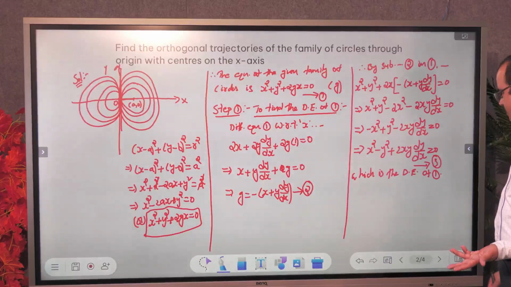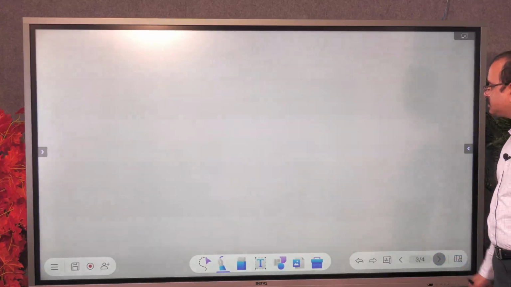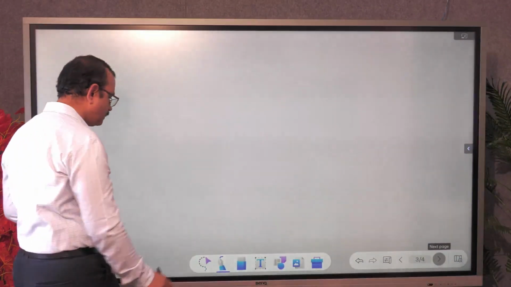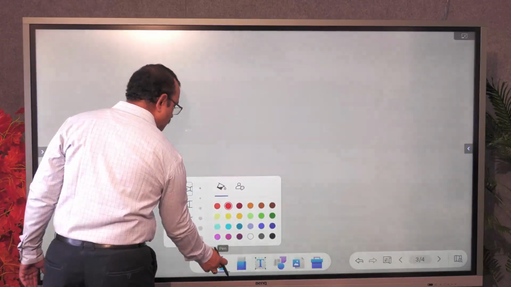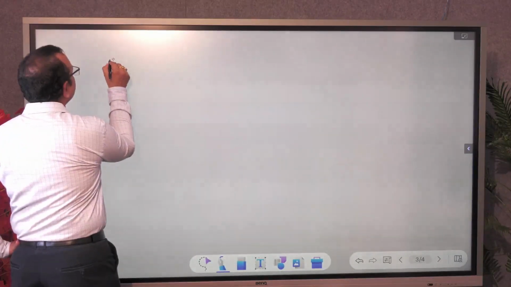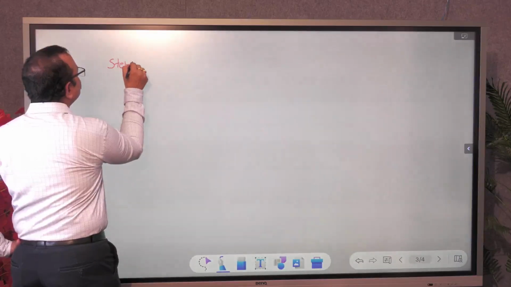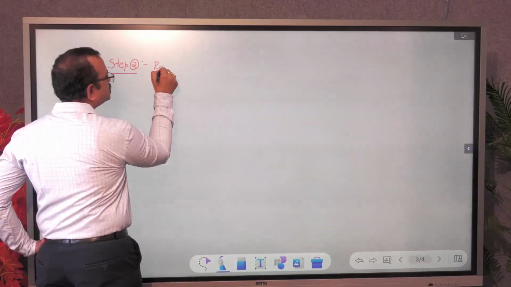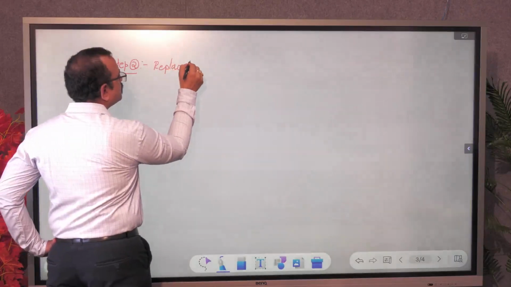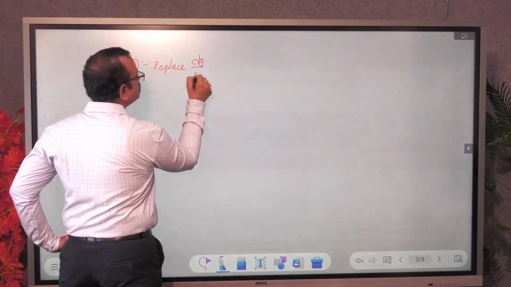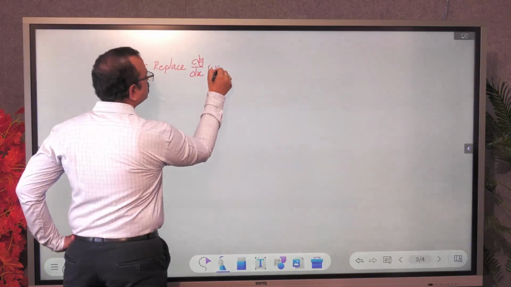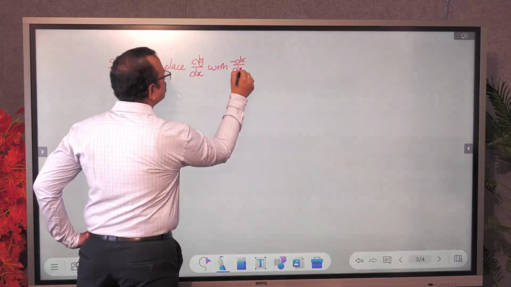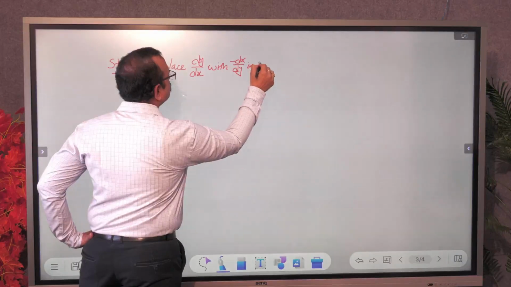Okay, what is the next step we have to do? Next, step 2. In step 2, we have to replace dy by dx with minus dx by dy. Step 1 is over. In step 2, what we have to do is replace dy by dx with minus dx by dy in equation 3.